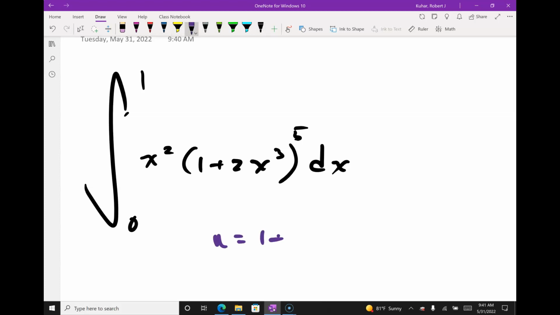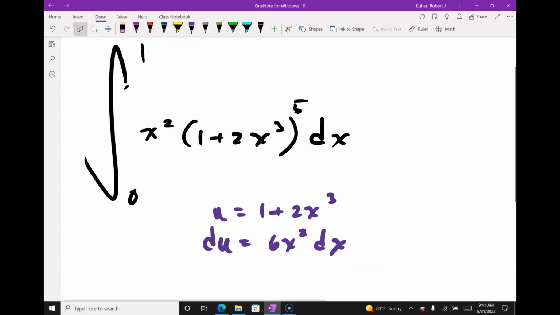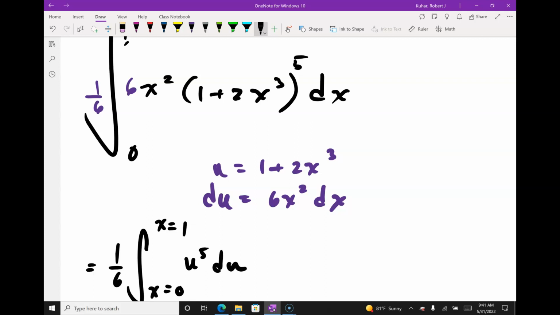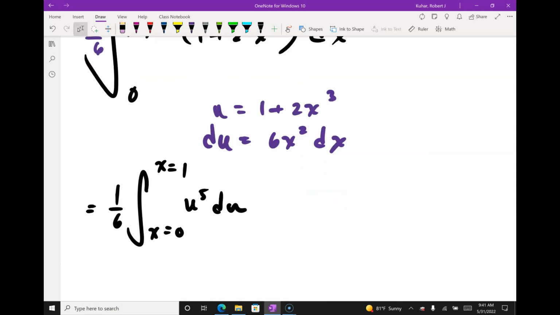So u is 1 plus 2x cubed. du is 6x squared dx. I almost have it, right? There's my 6x squared dx. So you see there's the issue. But if I take my x values and put them in, I can find my u values, right?